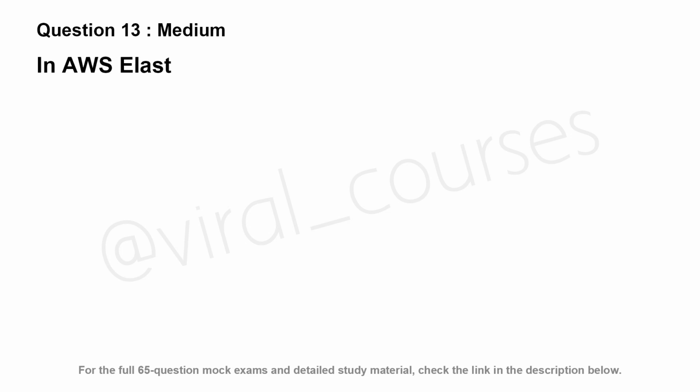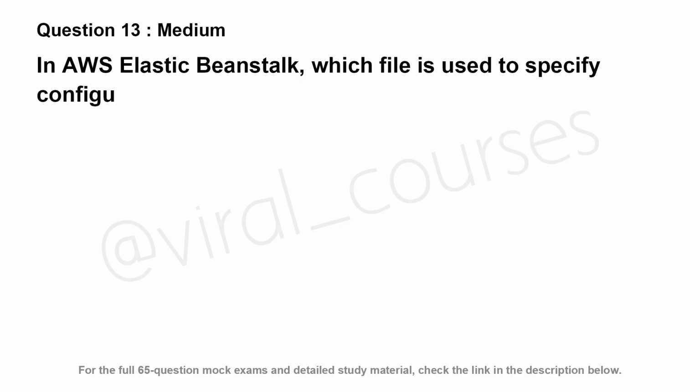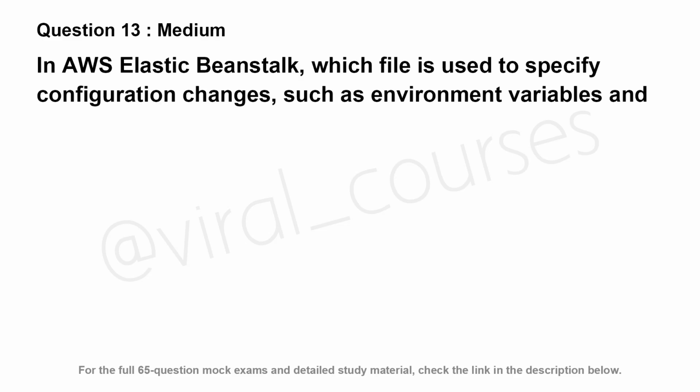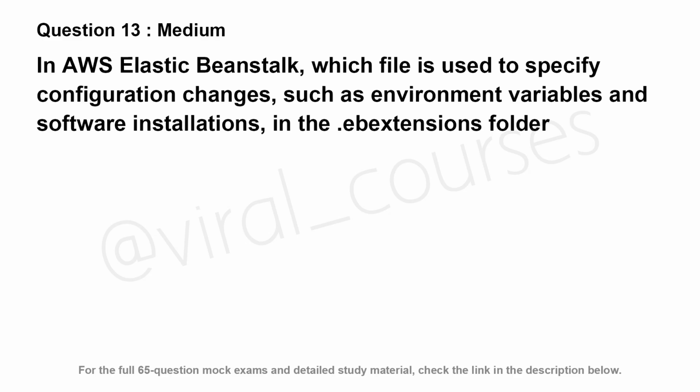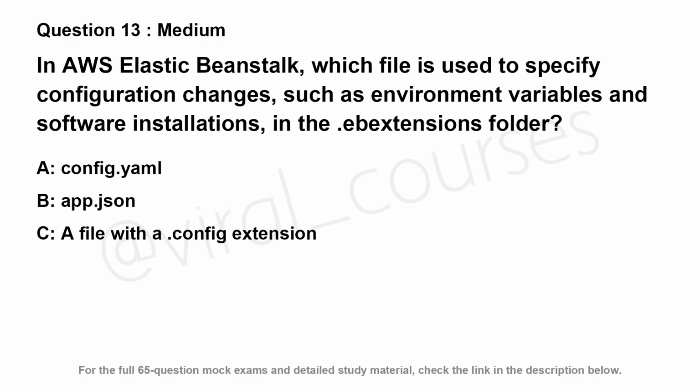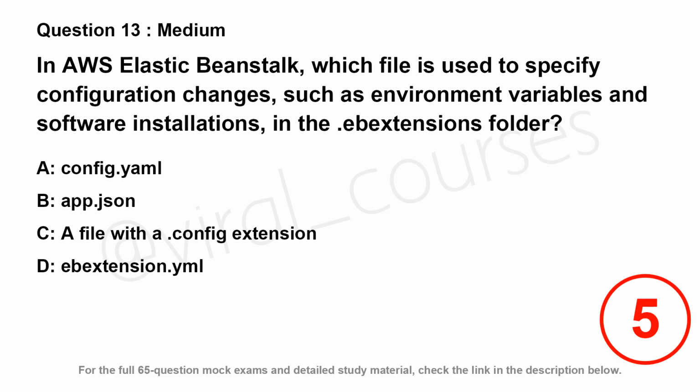In AWS Elastic Beanstalk, which file is used to specify configuration changes, such as environment variables and software installations, in the .ebextensions folder? Option A, config.yaml. Option B, app.json. Option C, a file with a .config extension. Option D, ebextension.yml.